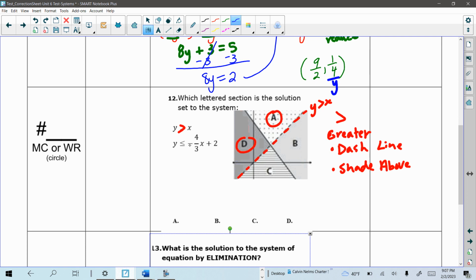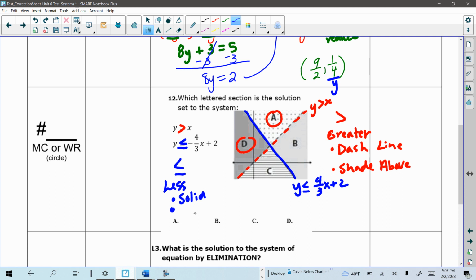For the second inequality, it's less than or equal to. Okay. When I have that, it's going to be a solid line, which I see right here. They're solid. So I know this is this inequality here, 4/3 x plus 2. But what you had to know is because it's less, that you have to shade below. And if I'm shading below my blue line, that would put me in D and C.